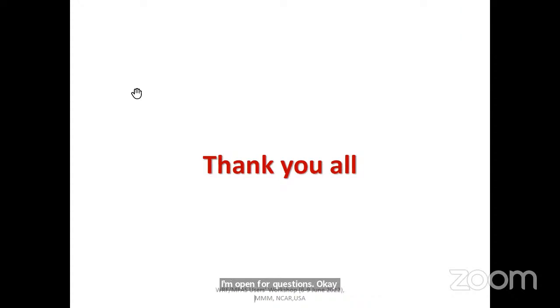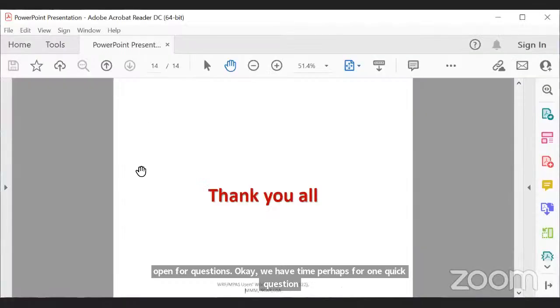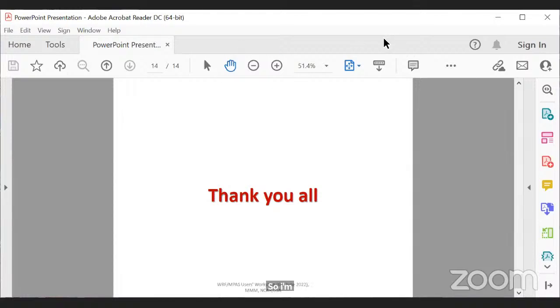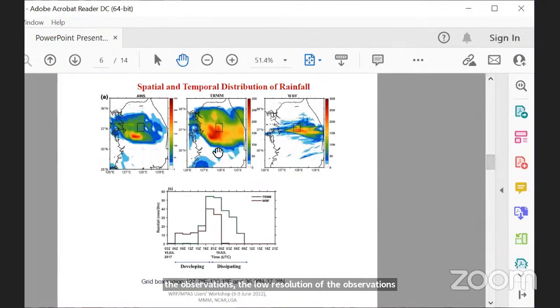Okay, we have time perhaps for one quick question. I'm wondering, you compared your WRF precipitation to the TRMM, and I noticed that the TRMM precipitation occupied a much larger area of rainfall. Is that an issue with the observations, the low resolution of the observations, or does the microphysics scheme not produce enough stratiform rain?